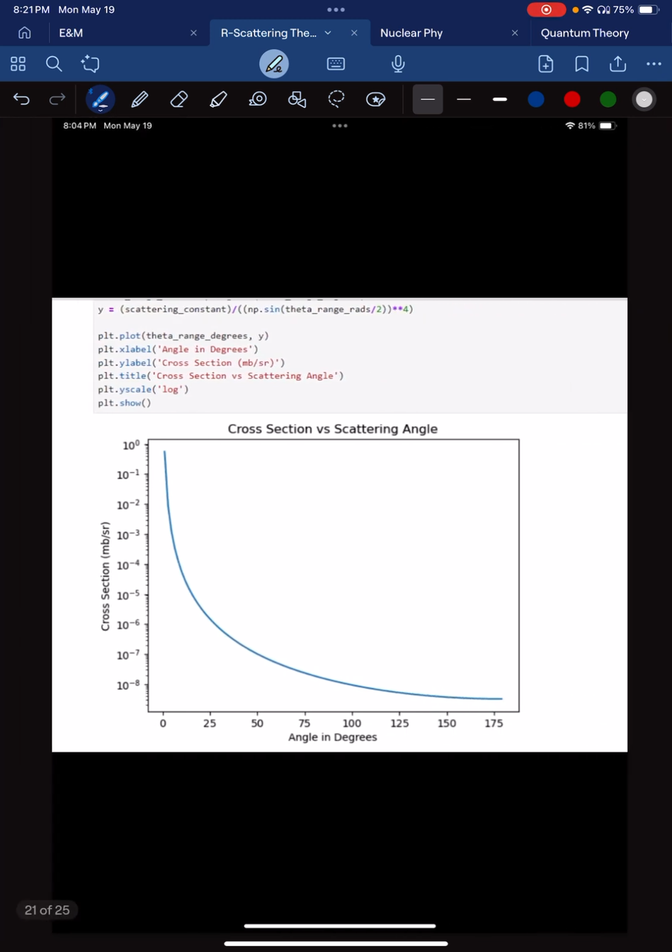And that's because the actual Rutherford scattering equation for cross section goes something like: there's some constant here, which I won't verify for now, but that big constant is multiplied by 1 over sine to the 4th of theta over 2. So there's an inverse relationship between angle and cross section.